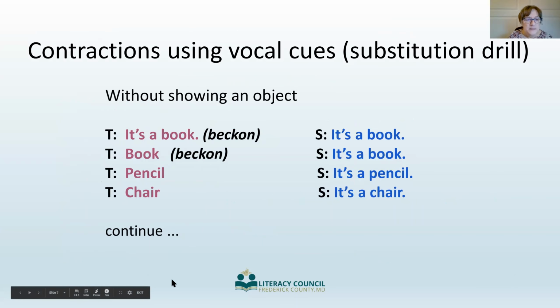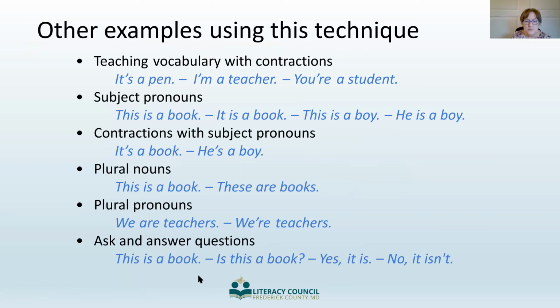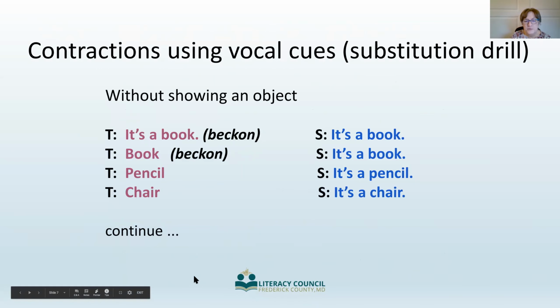Okay, we model the sentence using the contraction and then model the sentence both without and with the contraction to show the student that the meaning is the same. Again, this can be applied to just about any type of grammar structure. On the next slide, you see some more substitution drills using contractions, and this could be done without having an object or a book to show the student. I think it's obvious enough that we don't really need to go through practice on this. But again, it's a very useful idea.